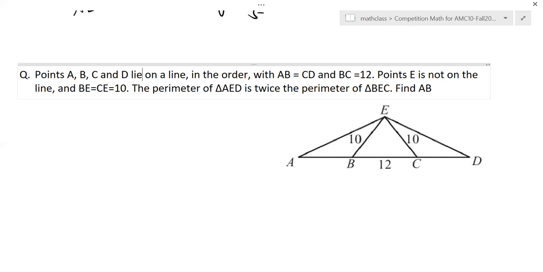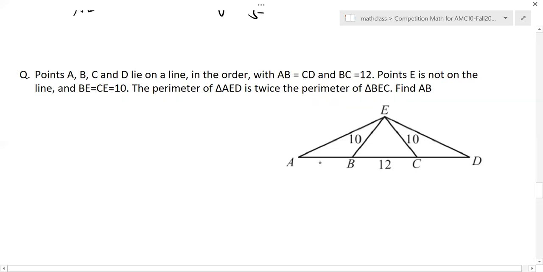AB is a number. So what you have to do is just let AB be x, and CD also be x. Okay, can you say AE is going to be equal to EC or not? Yeah, we have to apply the property of the triangle perimeter. This is a property we have to use.